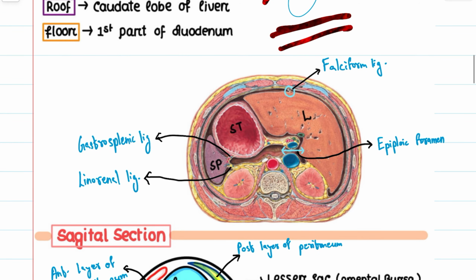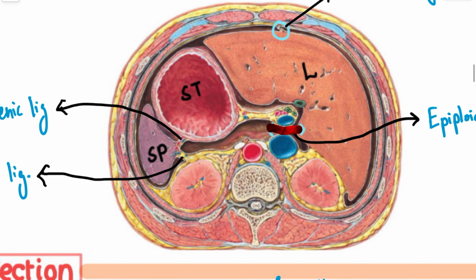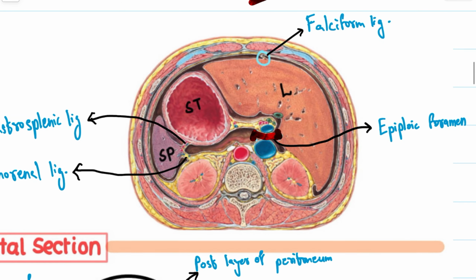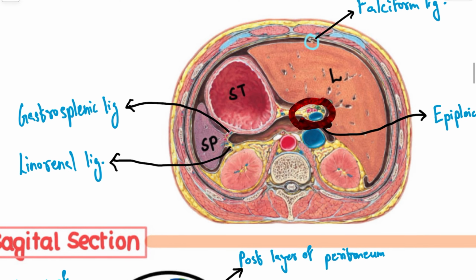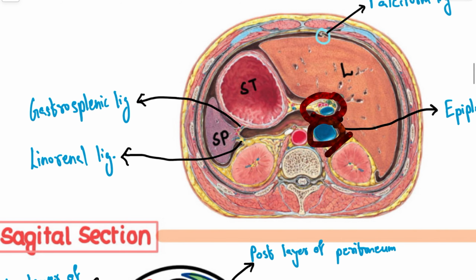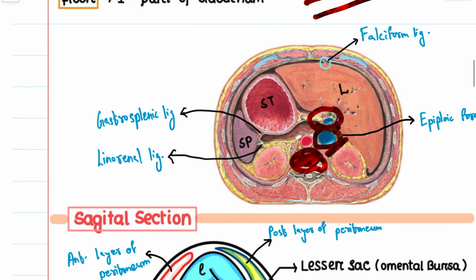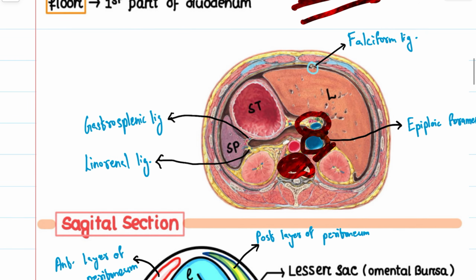Let's have an image based understanding. You see this part is the epiploic foramen. Okay, and in this epiploic foramen, what do you see? In the anterior aspect we have the portal triad, right? And in the posterior aspect we have the IVC, the suprarenal gland, and the body of the T12 vertebra, and on top of it there will be the liver, and on the floor we will have the first part of the duodenum.